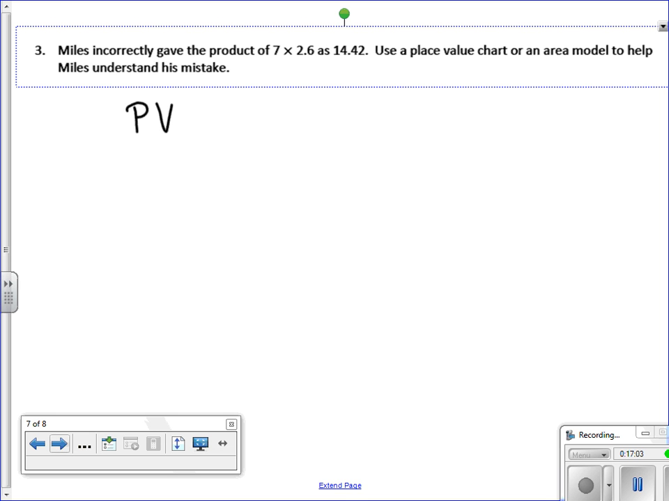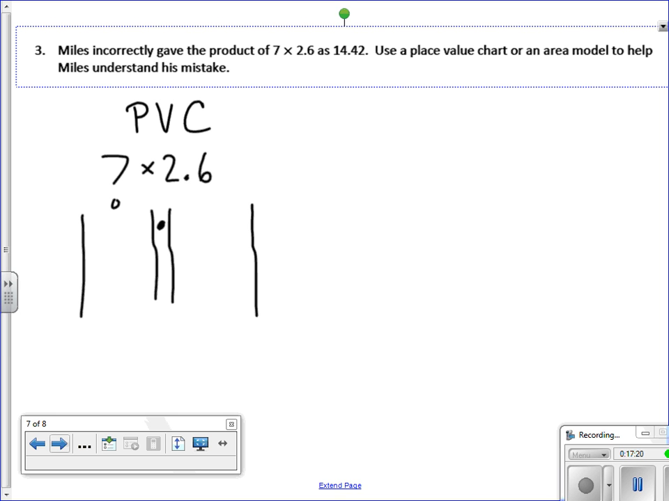Okay, place value chart. So we've got 7 times 2 and 6 tenths. That means we need 7 copies of 2 and 6 tenths. So here's my decimal point. This is my ones, and this is my tenths. This is a little bit longer one because we've got 7 copies. So first we need 7 copies of 2 ones. 1 copy, 2 copies, 3, 4, 5, 6, 7.